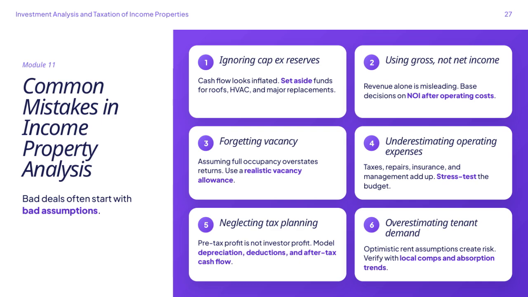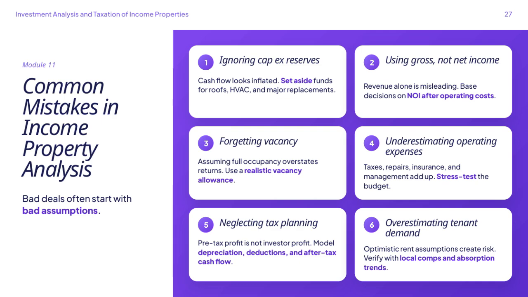Third, forgetting to factor in vacancy rates is a common error. Assuming full occupancy overstates potential returns, so including a realistic vacancy allowance is essential. Fourth, underestimating operating expenses such as taxes, repairs, insurance, and management costs can hurt your budget. Always stress test these figures to avoid surprises.